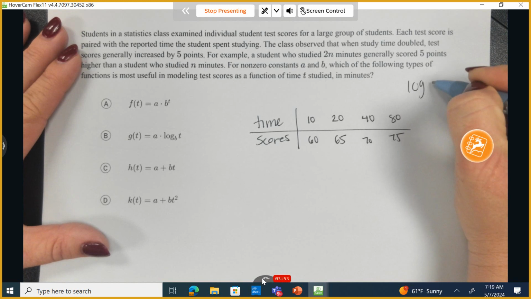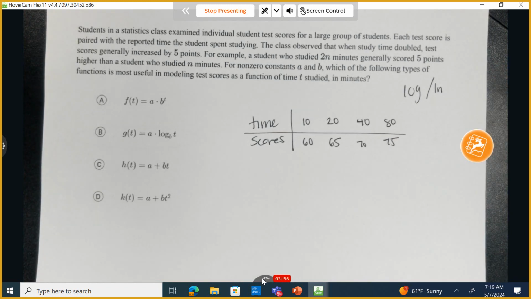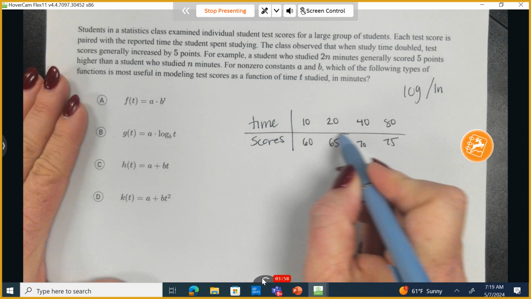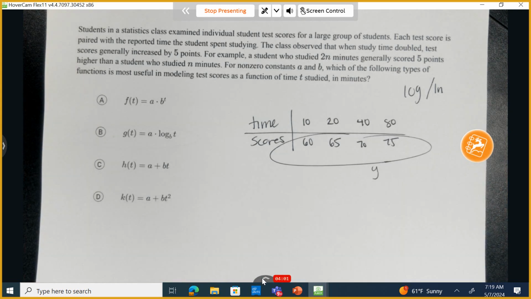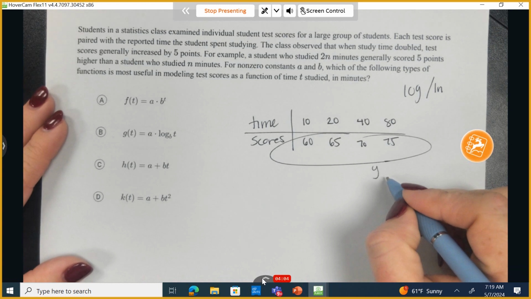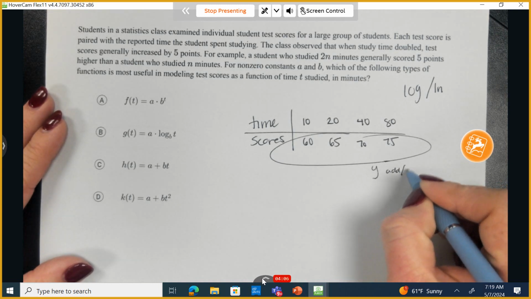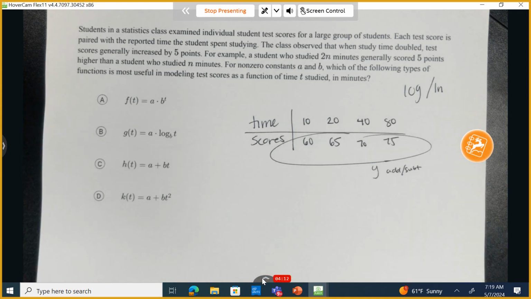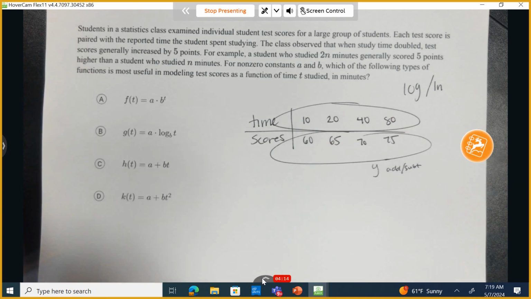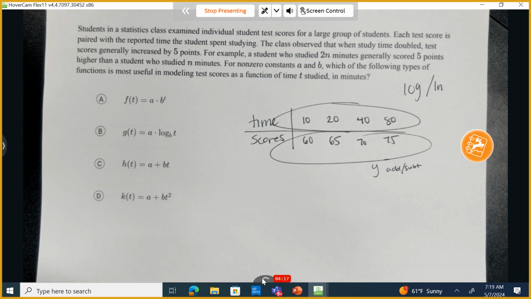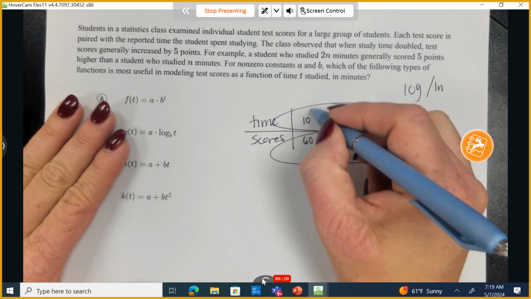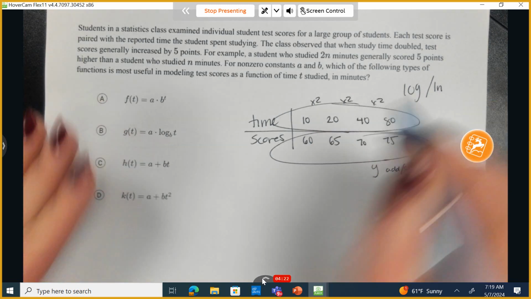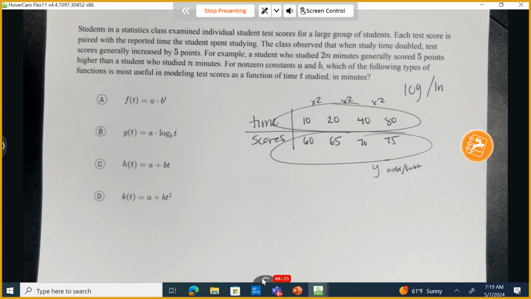Please write this down. With log functions or natural log functions, when the y values increase linearly, like when the y values go up specifically by adding or subtracting a specific amount, so we're like adding 5, adding 5, adding 5, and when the x values go up and they are being multiplied, and so this time they're being doubled, we're doubling the previous amount. When that occurs, we are looking at a log function.